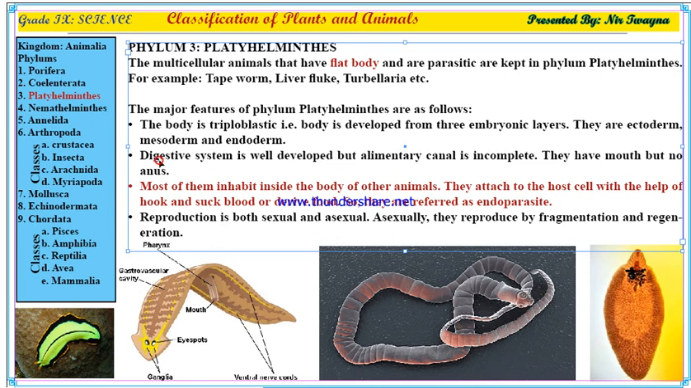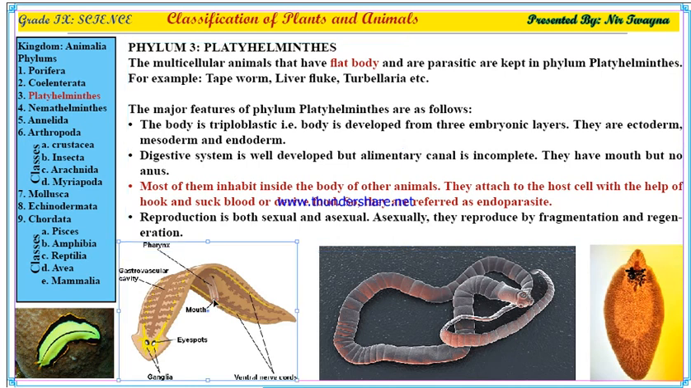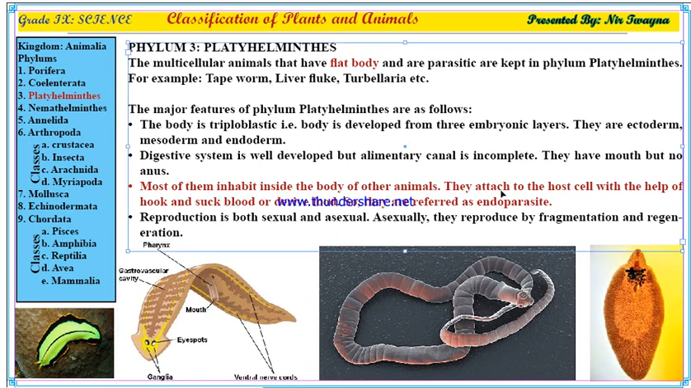Yes, and the digestive system is well developed, but once again alimentary canal is incomplete. That means just like in Coelenterata, they also have mouth, but they don't have anus. They have mouth, but they don't have anus. Okay, and next, most of them inhabit inside the body of other animals. They attach to the host cell with the help of hook and suck blood or derive food. So they are referred to as endoparasite.